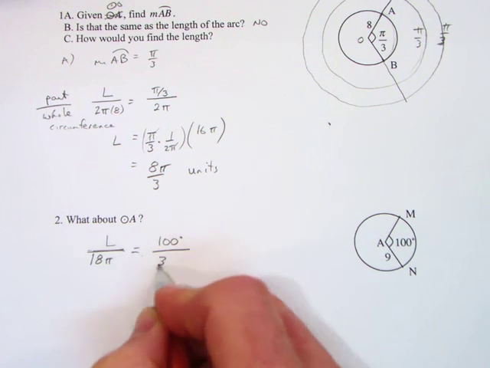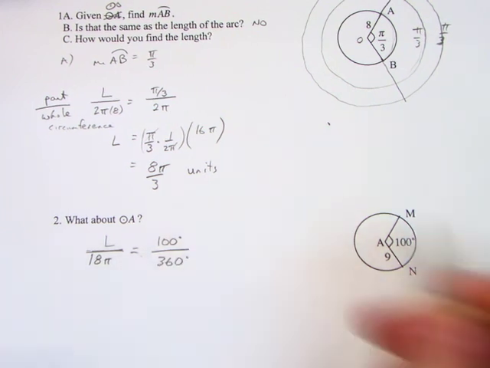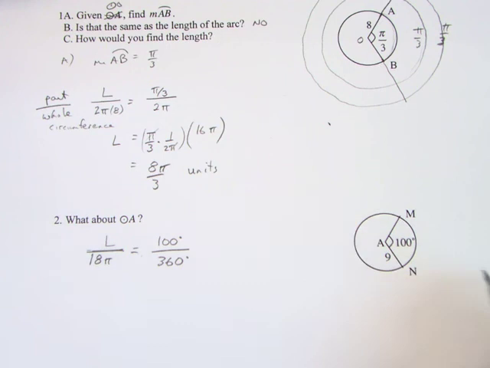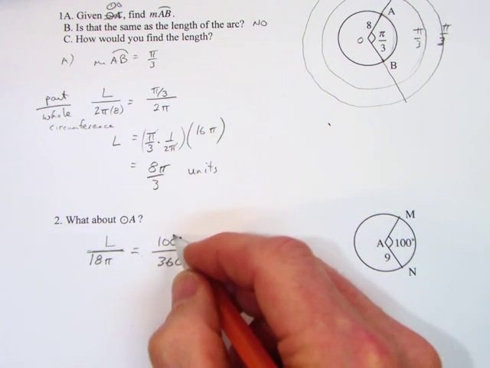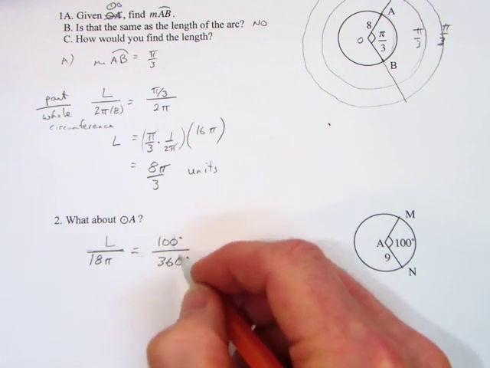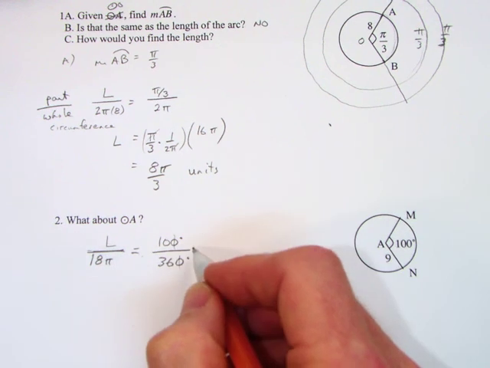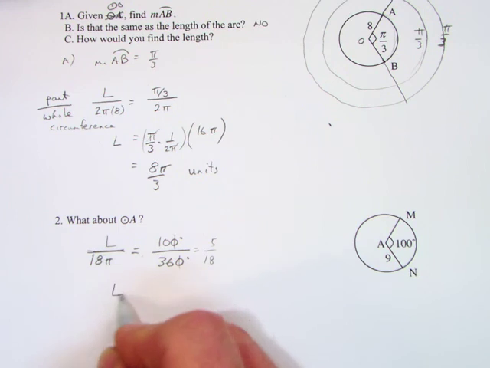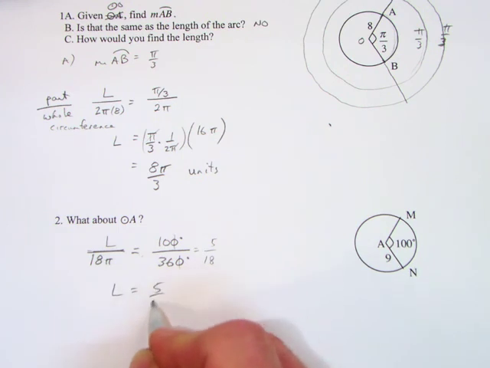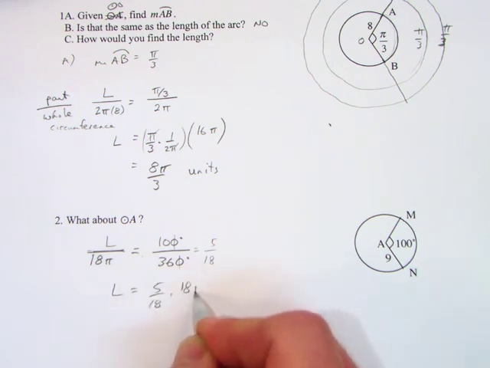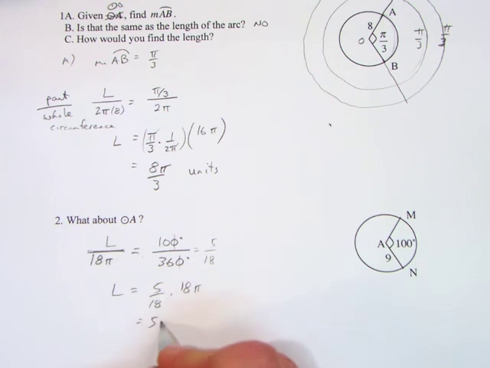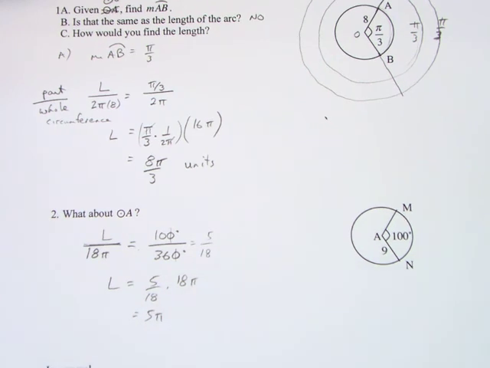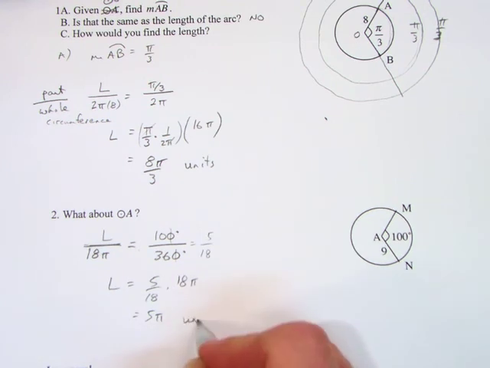What is the whole? 360 degrees. What's going to happen to the units, degrees? They reduce out. So we can start reducing this. We have divided by 10, and this will end up giving us 5 over 18. So we have L equals 5 over 18 times 18 pi, and we get 5 pi. Again, 5 pi what? It's just 5 pi. We don't know what those units are. So we'll say 5 pi units.